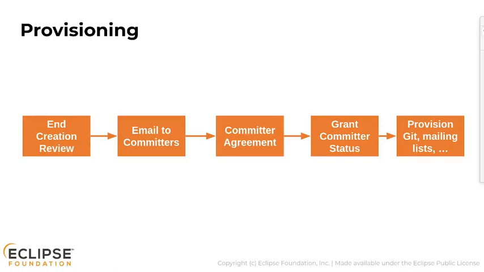Following successful completion of the creation review, all of the committers listed on the proposal are sent an email with instructions for completing their committer agreements. Shortly after at least one committer completes their agreement, the Eclipse IT team will provision project resources including mailing lists, Git repositories, and so forth.